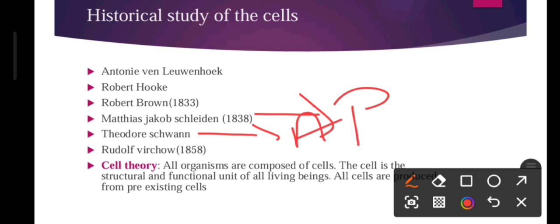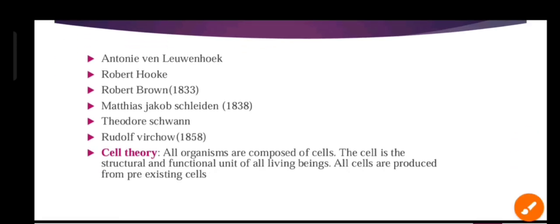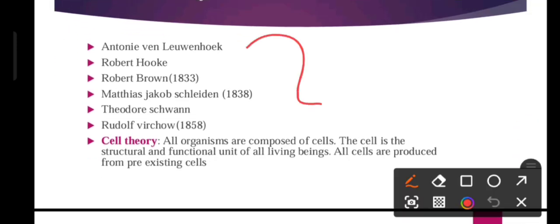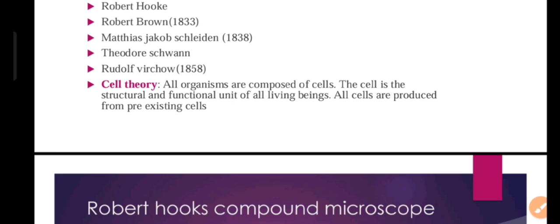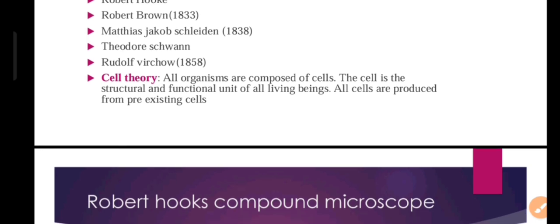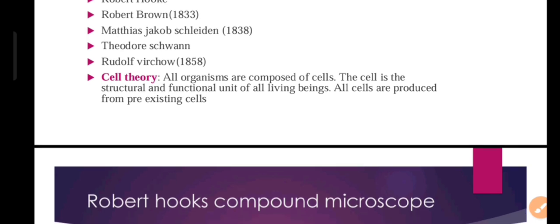All these conclusions lead to the formation of what? The cell theory. What does this cell theory state? All organisms are composed of cells. The cell is the structural and functional unit of all living beings. All cells are produced from pre-existing cells. Understand, this is about the cell theory.